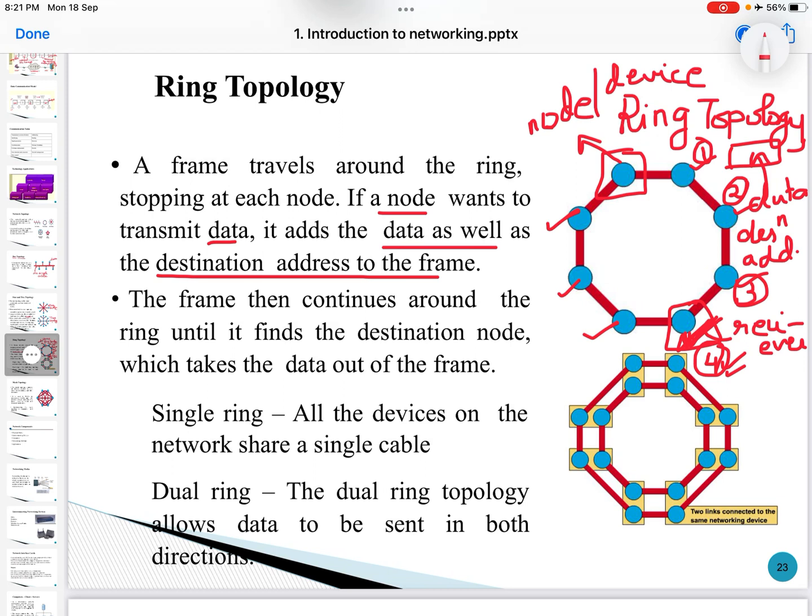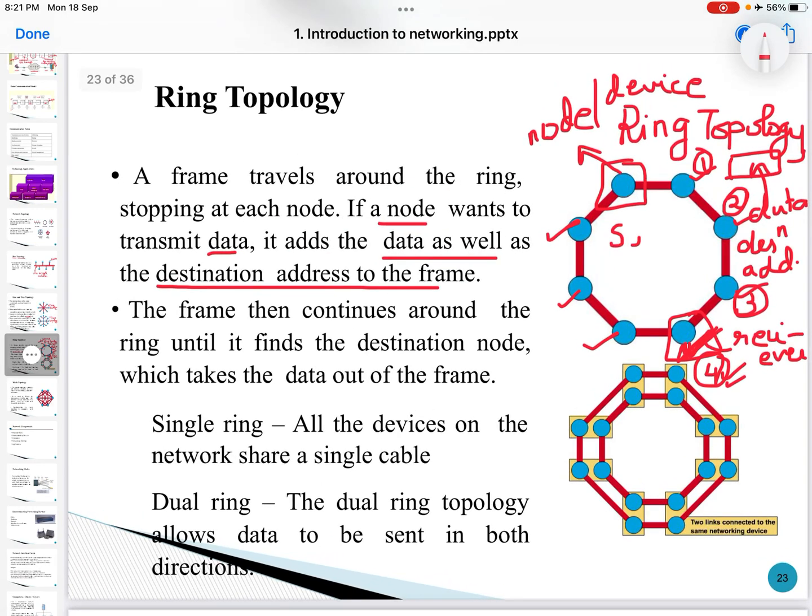The frame then continues around the ring until it finds the destination node, which takes the data out of the frame. Single ring: all the devices on the network share a single cable. So this is your example of a single ring. All the devices are connected via a single cable. The dual ring topology allows data to be sent in both directions.